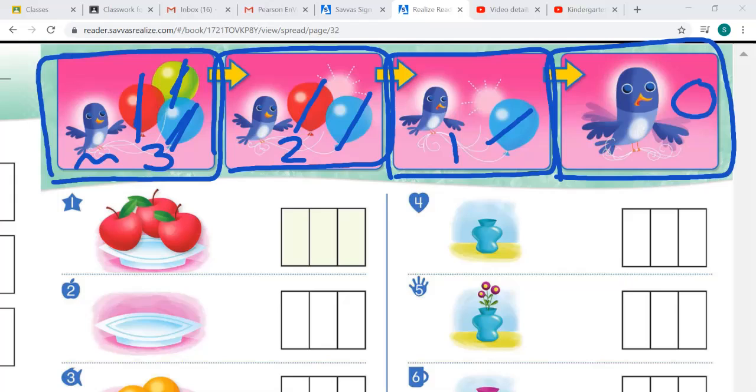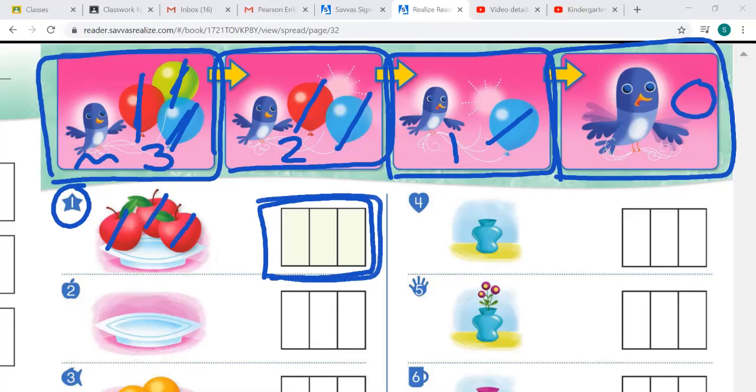Okay, now we're going to go to number 1 here. What we're going to do is count the fruit on the plate, and then shade in the correct number of rectangles here to represent the fruit. So let's count. 1, 2, 3. Remember to always touch what you're counting or put a line through it so that you know you counted it. So there's 3 apples. So how am I going to show 3 apples over here? How many rectangles should I color in?